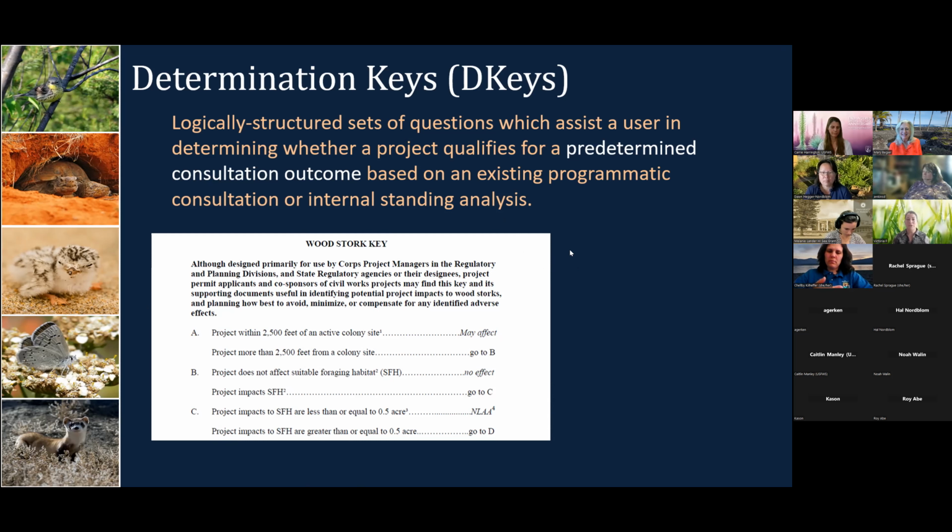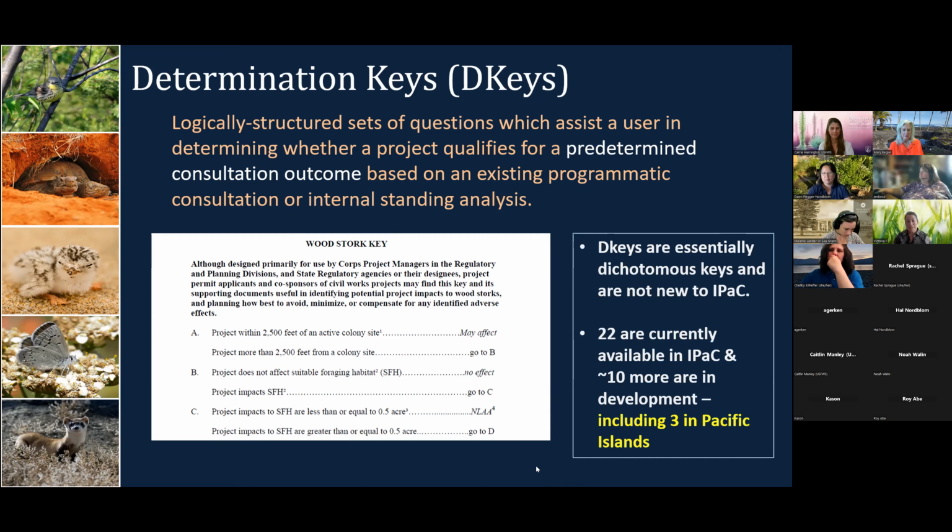And it allows us to do really cool things like leverage geospatial data. So if there's a question that's based on a map, we don't have to ask a user that question. We have the map, we know where you're working, we know the answer. So it makes things really easy, and we can further automate the process of figuring out, do I qualify for this automated streamlined consultation? And can I possibly get to an outcome even faster? We currently have 22 available on IPAC. We have about 10 more in development, including 3 in the Pacific Islands. And I believe you'll be seeing one of those that's being developed for Pacific Islands today in our demo, so you can see something that's really relevant to you.